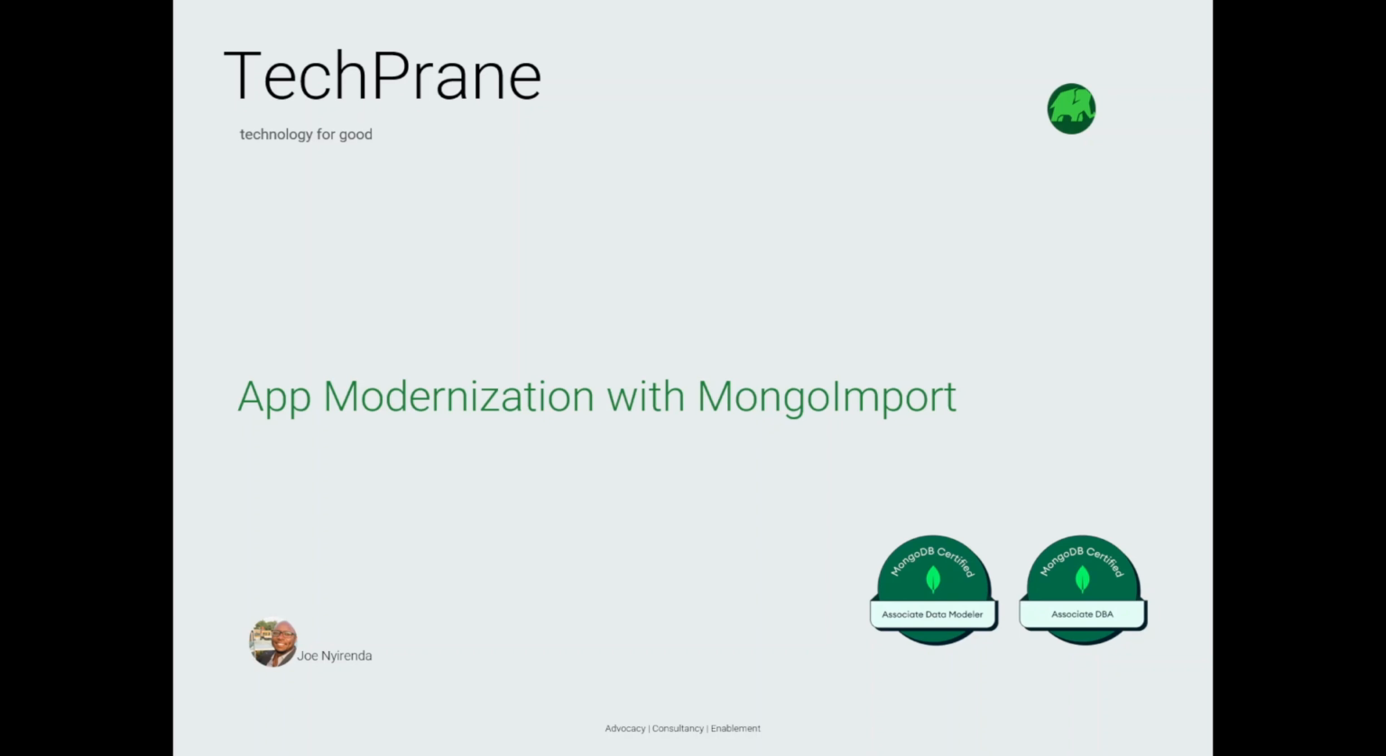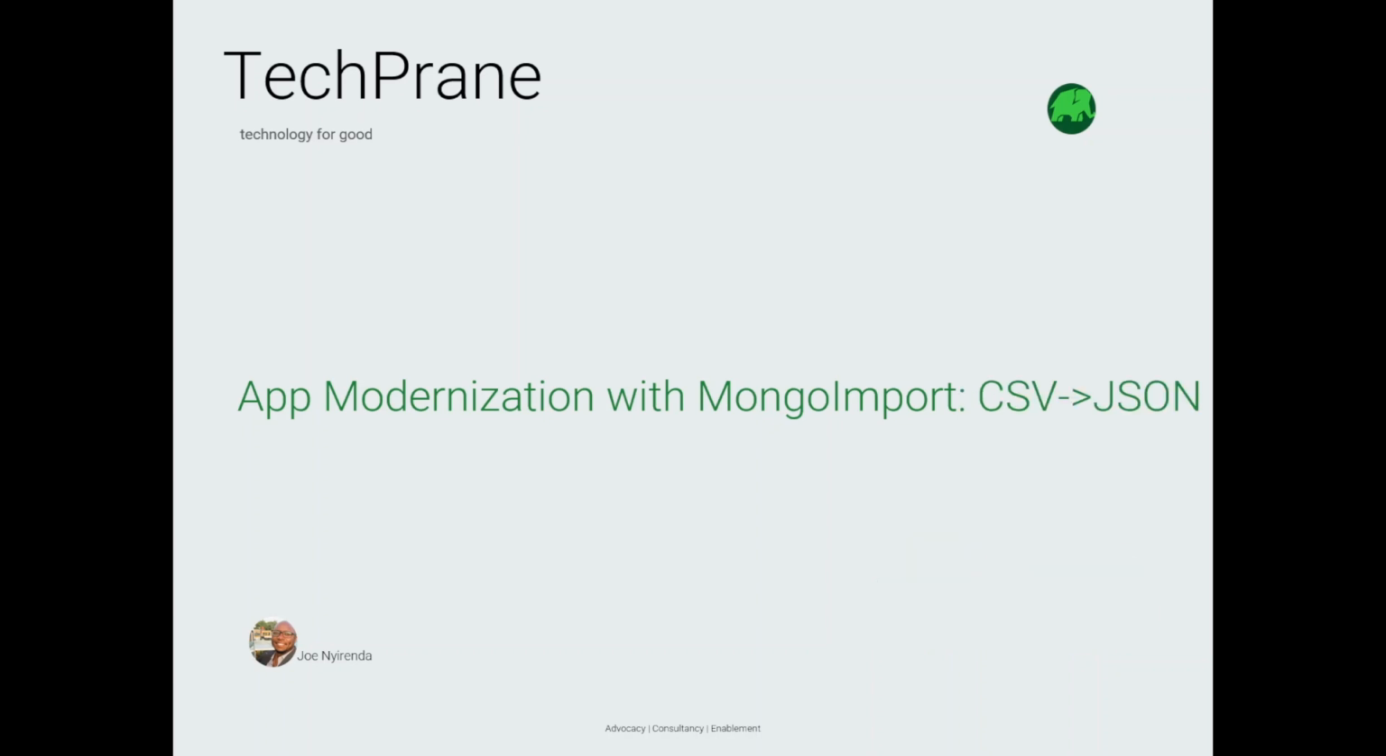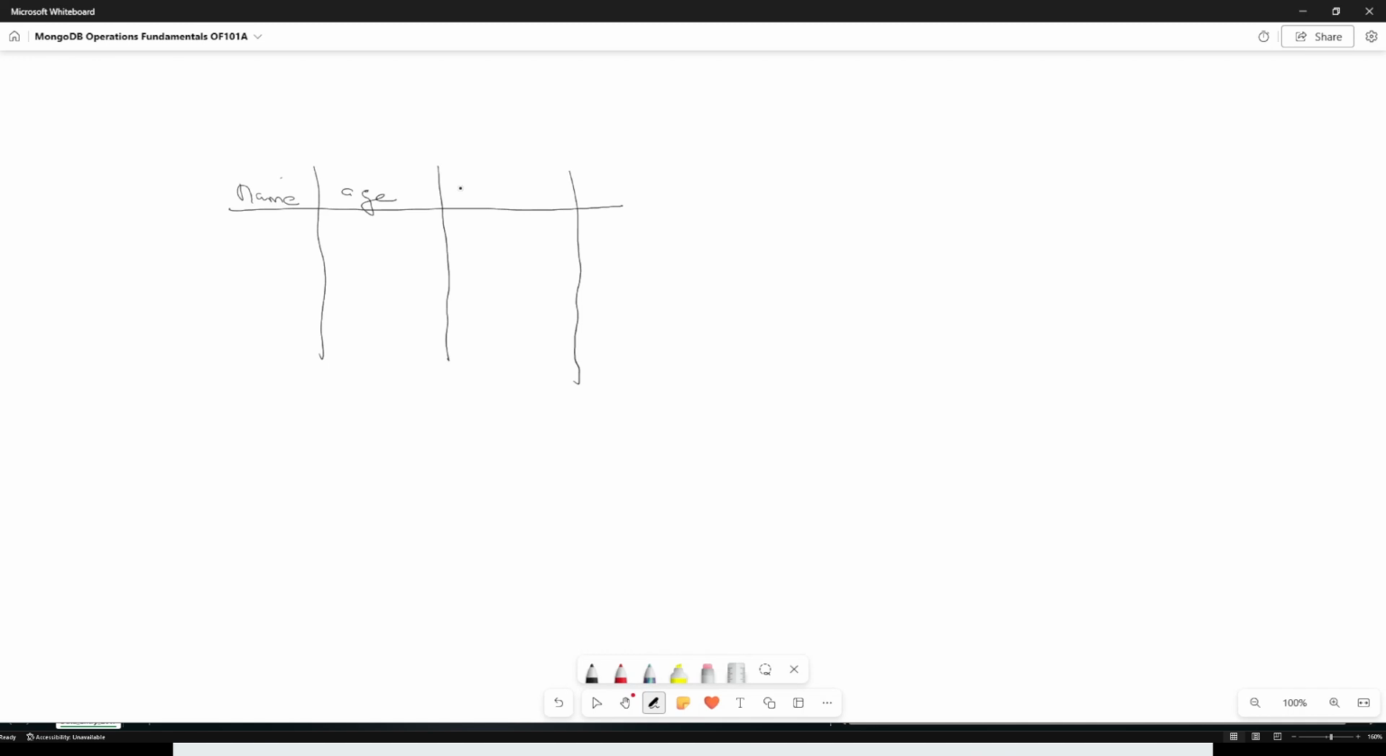In this video, I'll be demonstrating how to use MongoImport as part of your digital transformation strategy. Let's suppose that you have data that's in CSV and you'd like to transition to using the document model. And as part of that transition, you've picked MongoDB as the database of choice.